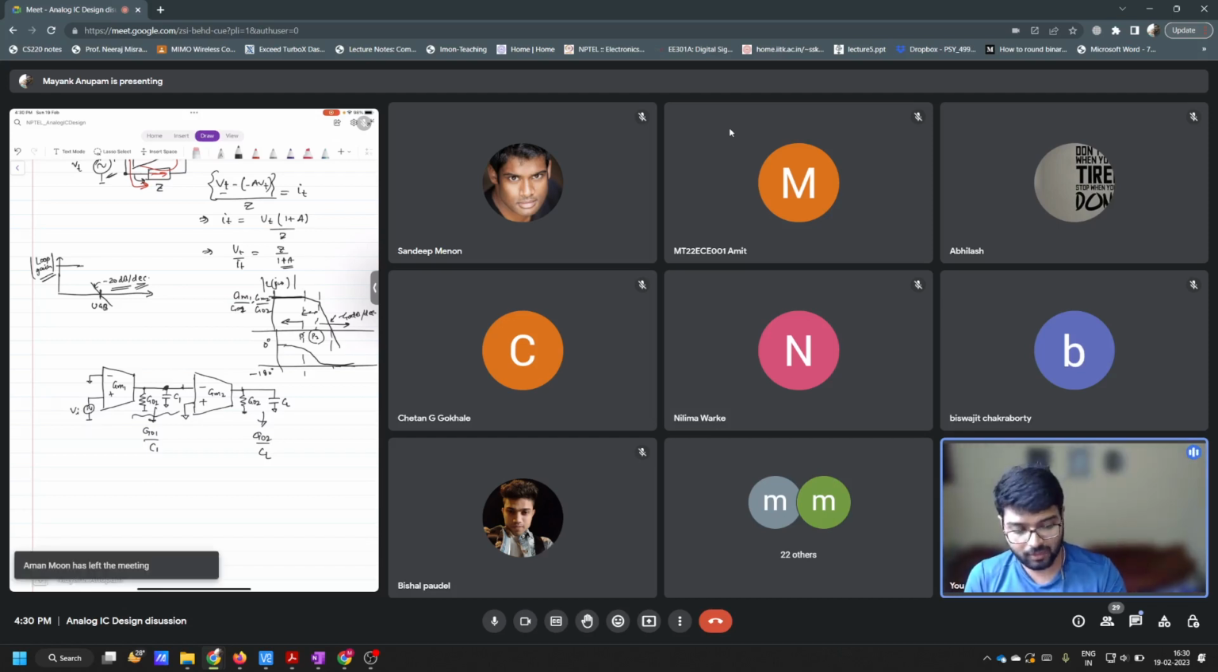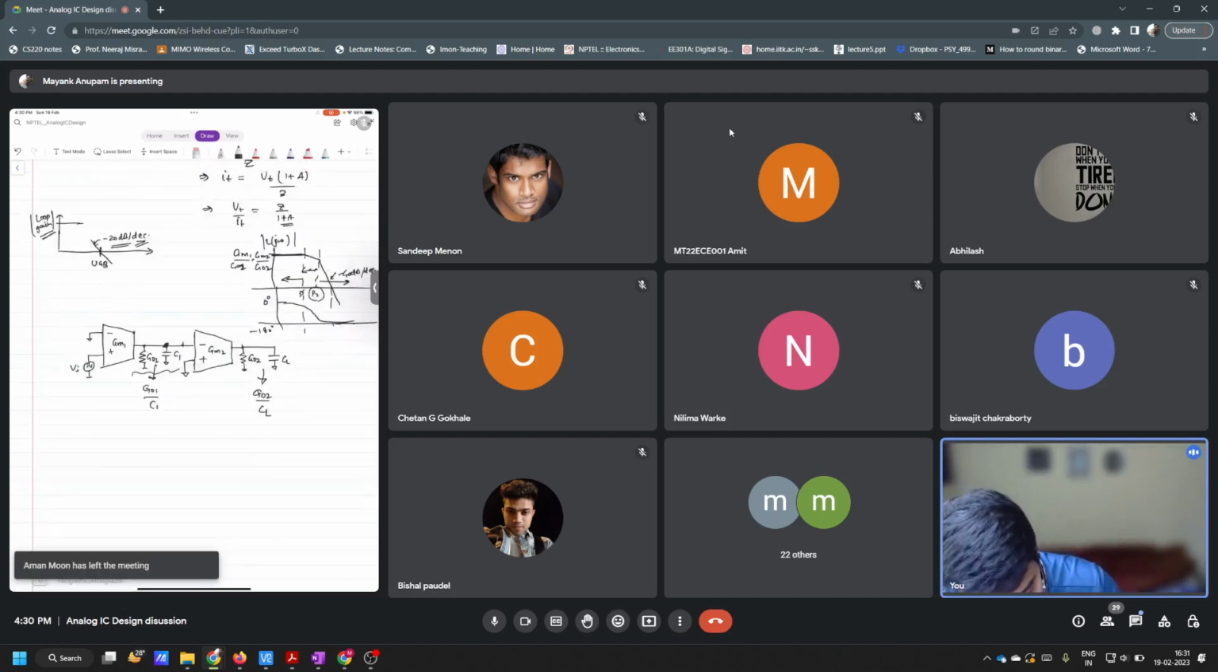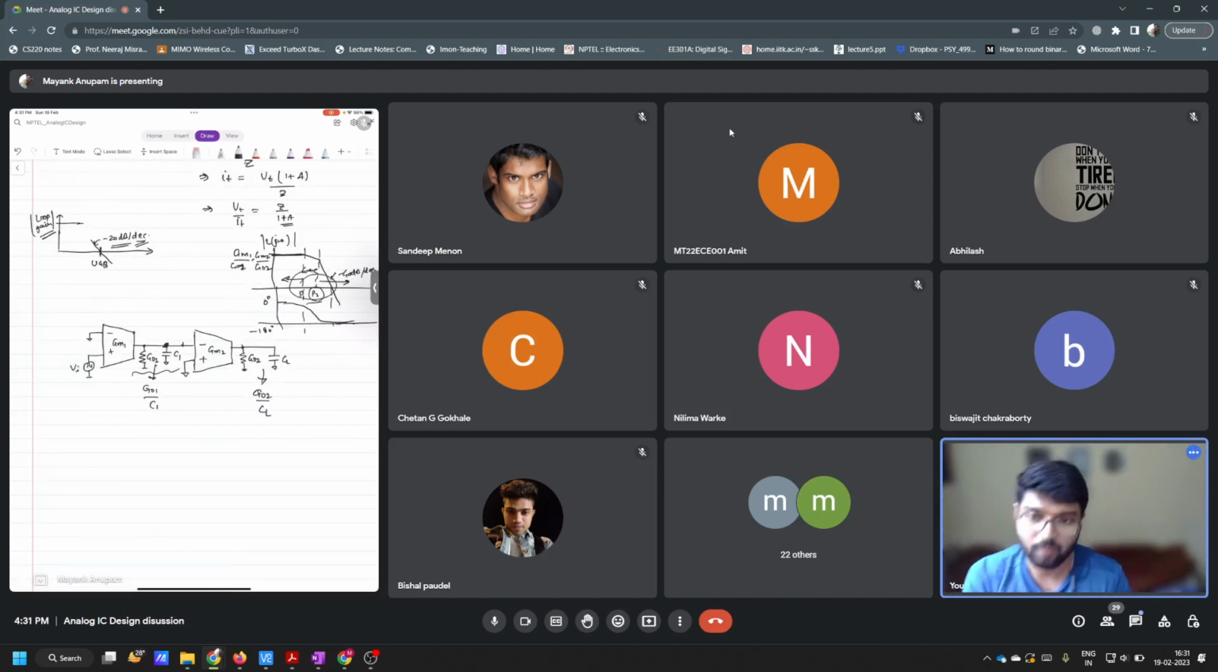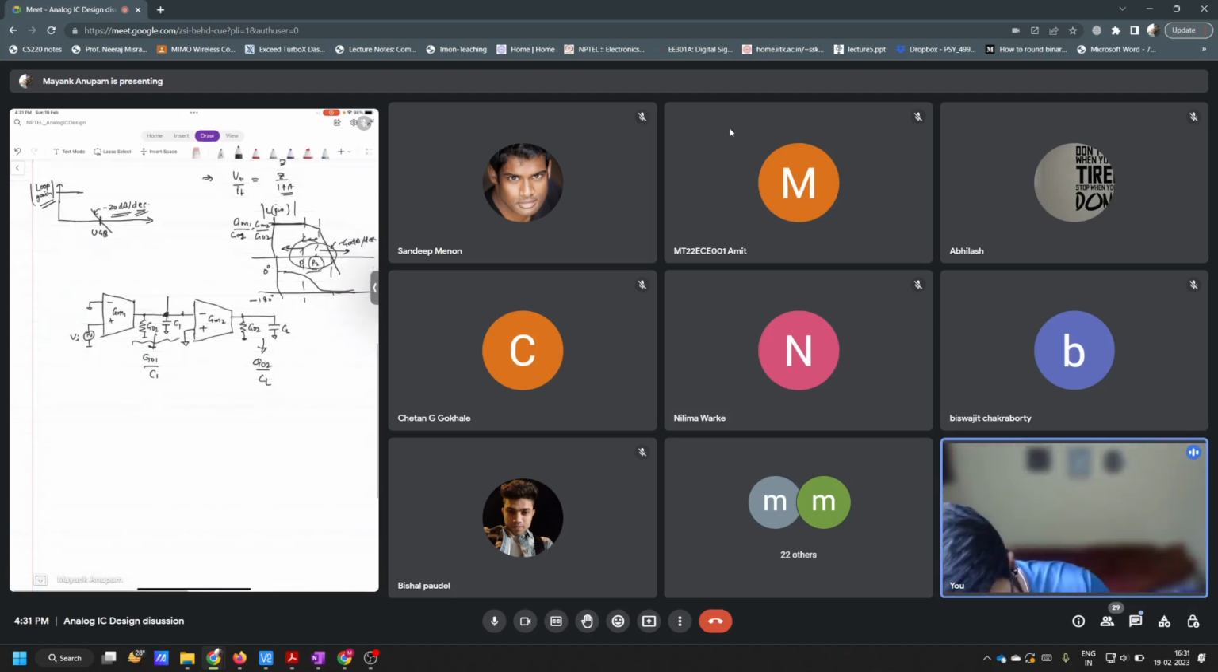So that is why we want to push these two poles further away. We want to make the separation between them as large as possible. So that is why here you add a capacitor. So what does this capacitor do?